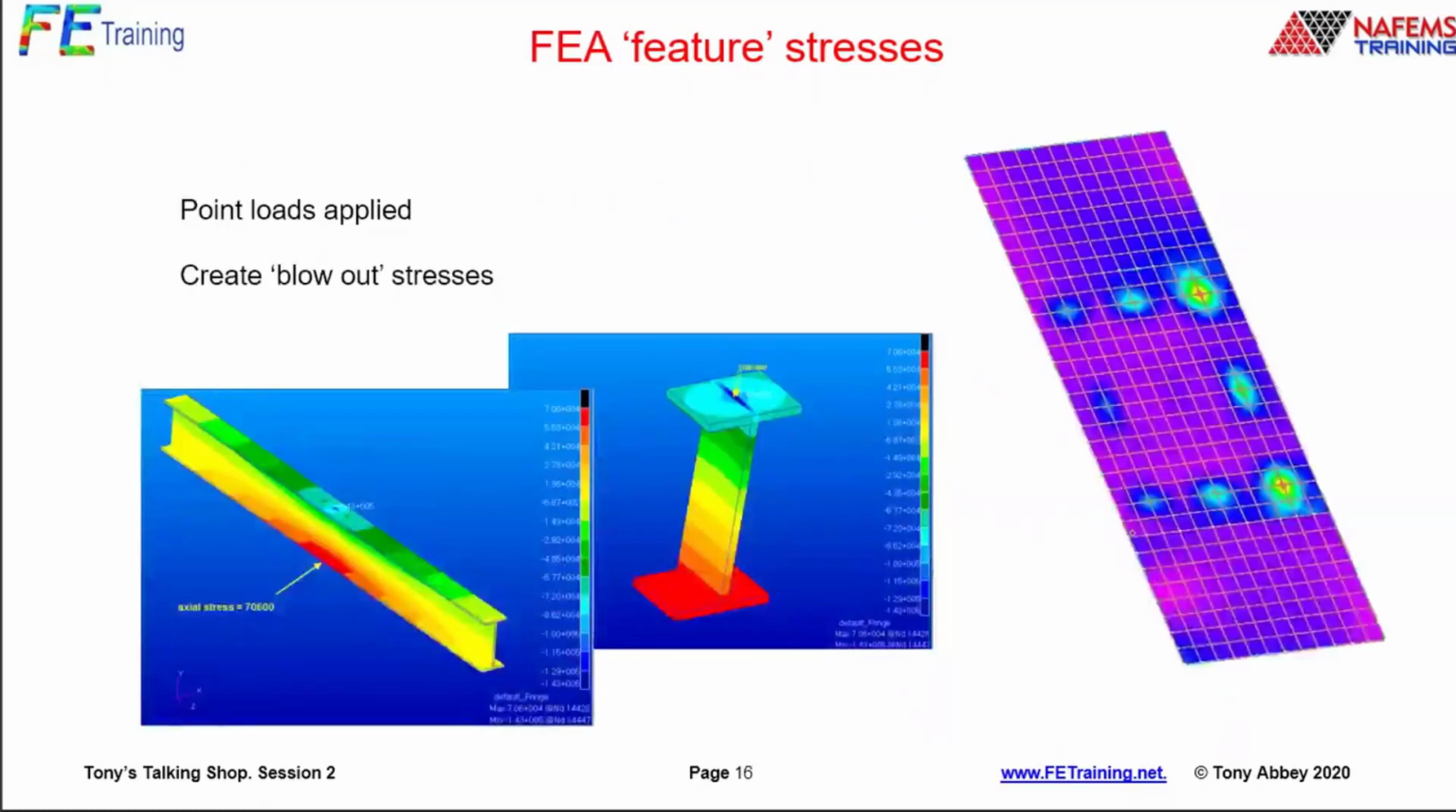Other examples of what I call blowout stresses. This is a panel I modeled, putting point forces in. I couldn't really get the overall distribution of stresses because it's just dominated here by these stresses. Now I can clip the contour back, and I've actually seen a couple of automated processes where the post-processor will clip them back for you.